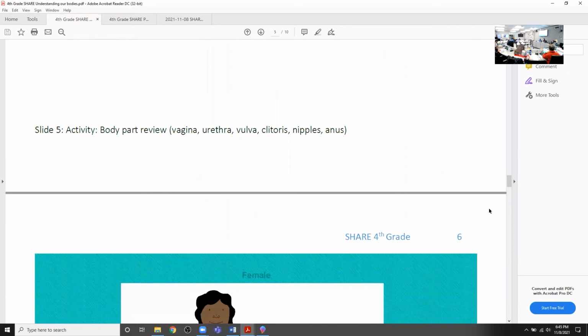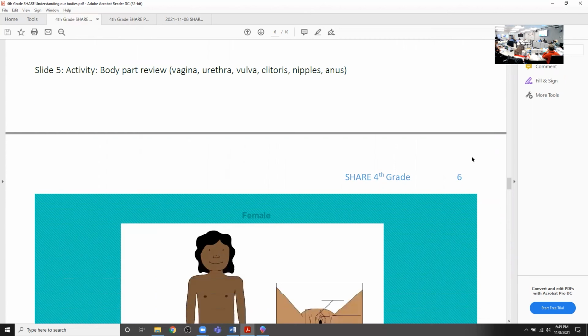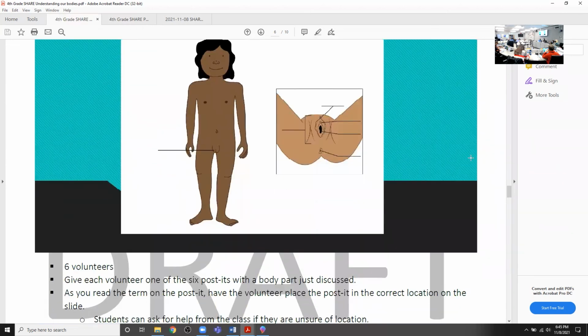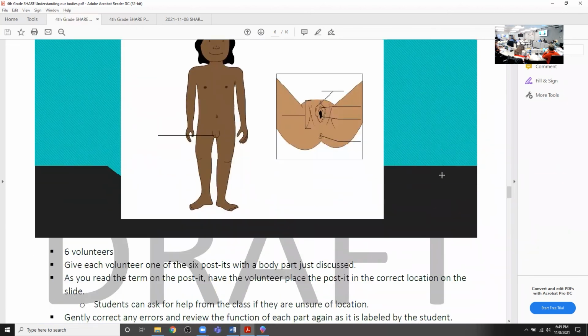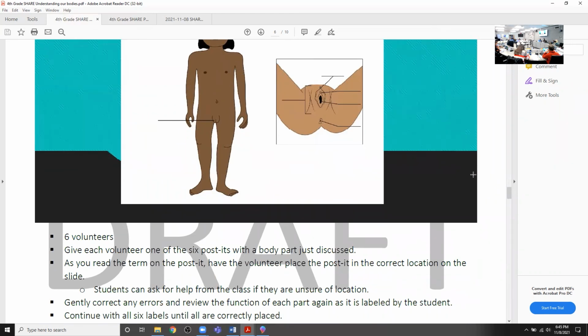And then the activity is the body part review for the vagina, urethra, vulva, clitoris, nipples, and anus. So, having the blank slide without the terms up there, after you've discussed what we just talked about, ask for volunteers, giving each volunteer one of the 6 Post-its with the body part that you just discussed.